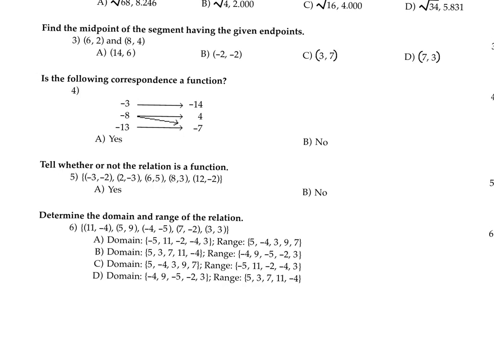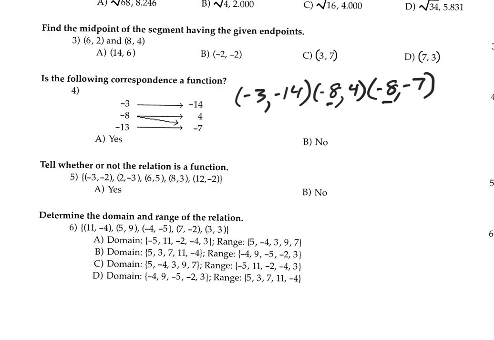I think probably the easiest way to approach this one is -3, -14 is a point. -3 goes to -14. -8 goes to 4. -8 also goes to -7. And really right there I can stop, right? Because -8 repeats and my x value cannot repeat. So this is not a function. You could also write out -13, -7. If all of your x values are different, it would be a function.